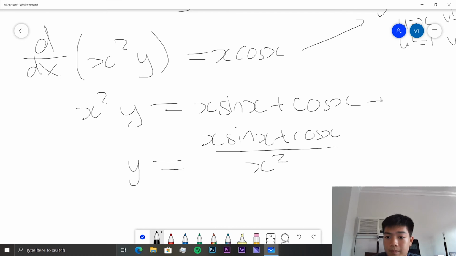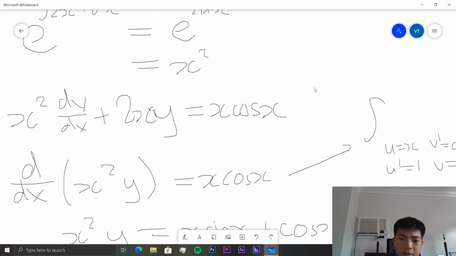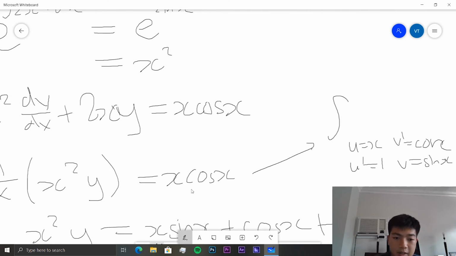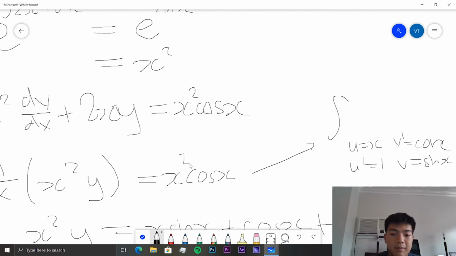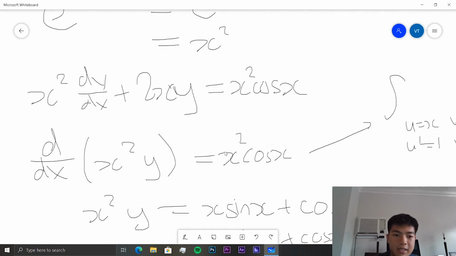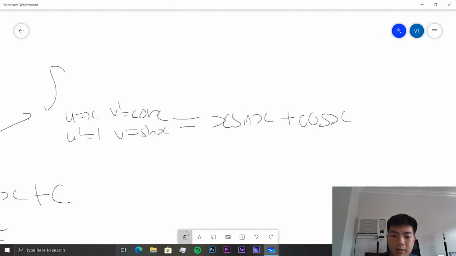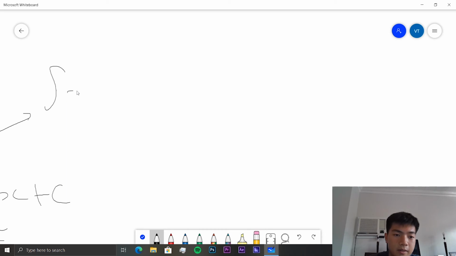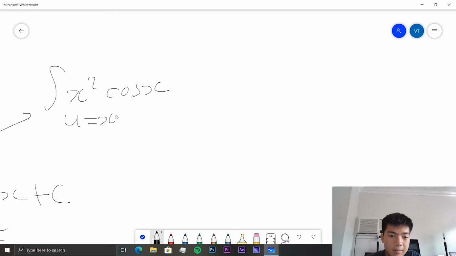Plus c. Oh wait, it is x squared cosine x, not x cosine x. Sorry about that. We actually have to integrate x squared cosine x, which is a bit longer. So we have x squared cosine x. Of course, this is going to be integration by parts twice, is equal to 2x.